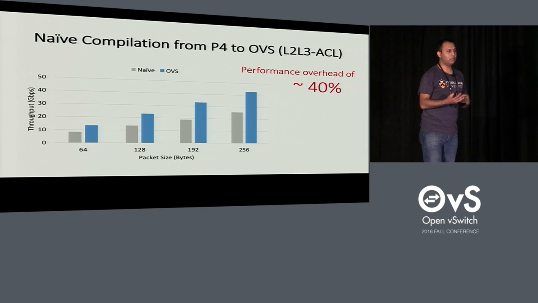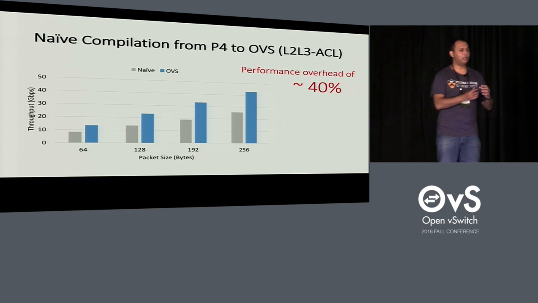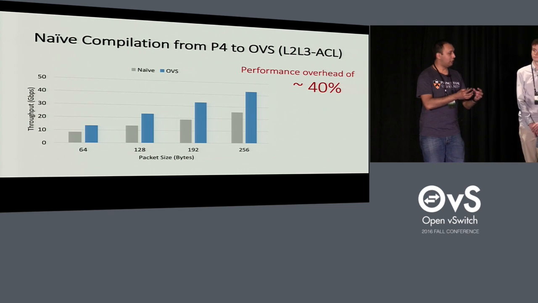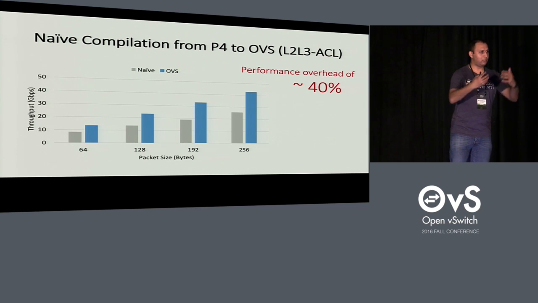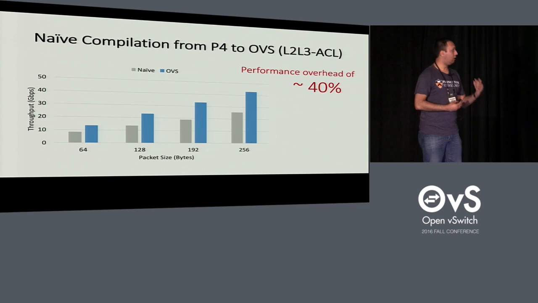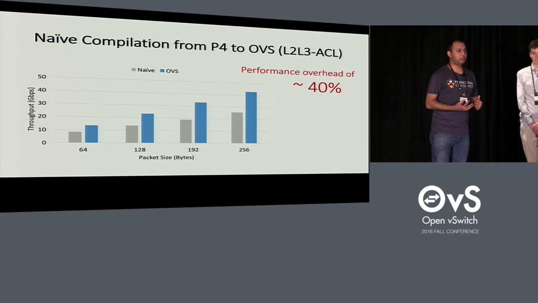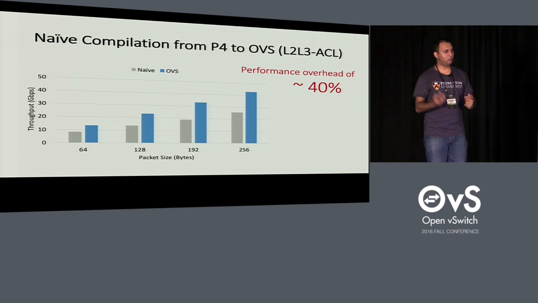So we took a simple program, which was a router with access control list, and we compiled it onto PISCES using our compiler. And we found that the naive implementation, where we just do a one-to-one mapping, had a 40% performance overhead compared to the native OVS implementation that was there in the master branch.